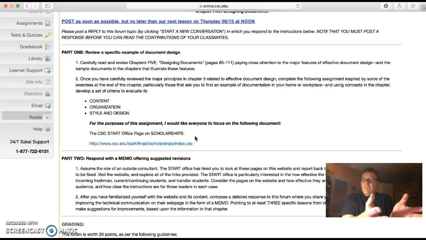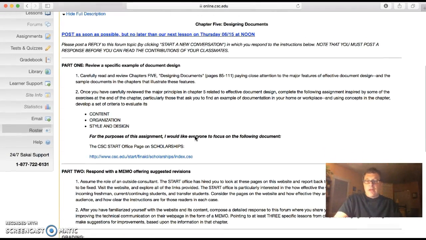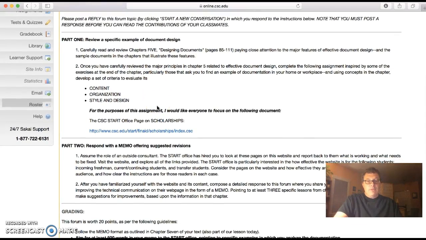And what you did here was you were asked to go look at a website, you were asked to compose a memo, you were asked to look at information relevant to Chapters 5 and Chapter 7, and compose a forum post and have some sort of grading criteria. All of that information needs to be conveyed, and so that's what I'm trying to do with my page design here.